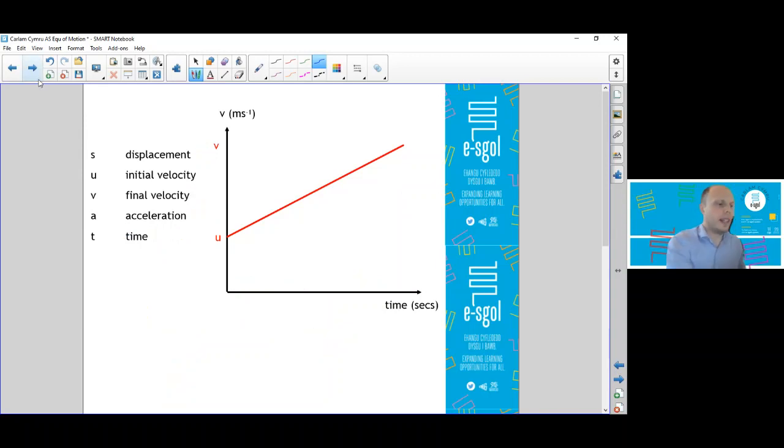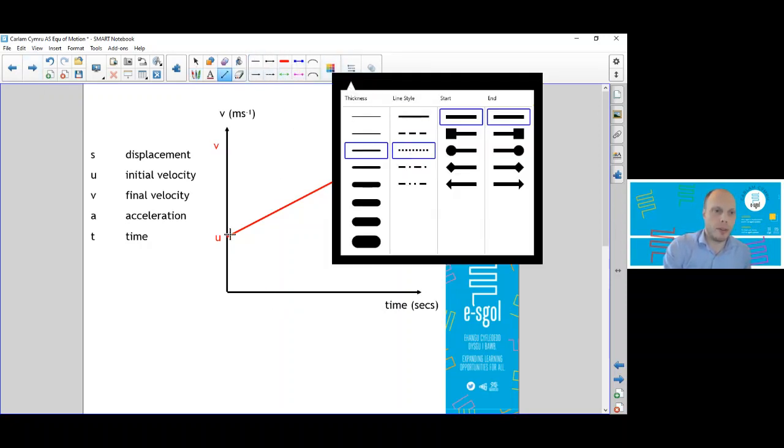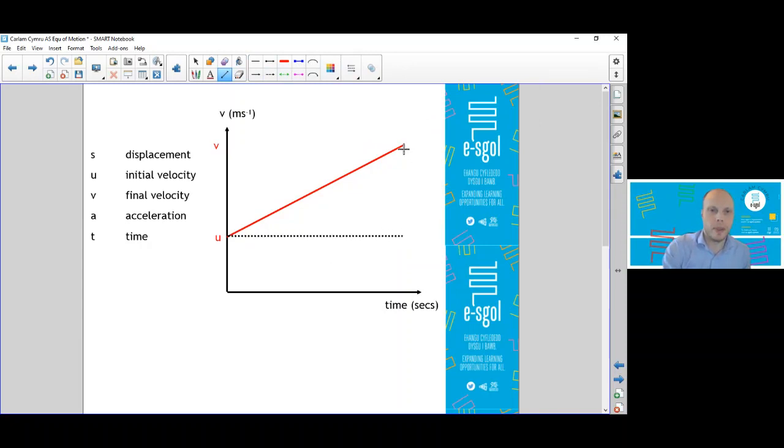Another way of finding the area under the graph then is to split it up into a compound shape. And that compound shape would be made up of a rectangle on the bottom and a triangle on the top. The height of the triangle is v minus u. Okay, so if this was 20 and this was 12, the difference would be 8. So v minus u. The height of this rectangle is just u, and the width of both shapes is t.